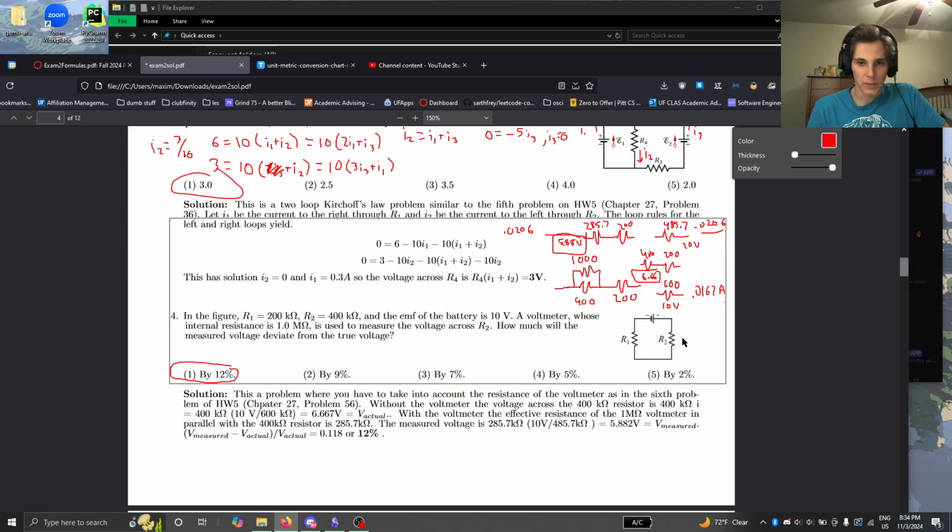Here, this one, a voltmeter is attached to R2. What that effectively means is that you have an extra resistor in parallel with R2. You can eventually solve for the V on this R2 and the V on this R2 if there's a voltmeter attached to it. Take the percent error, and you'll get this answer.